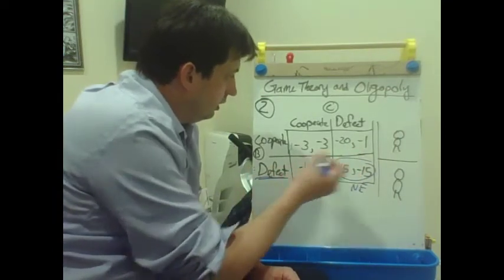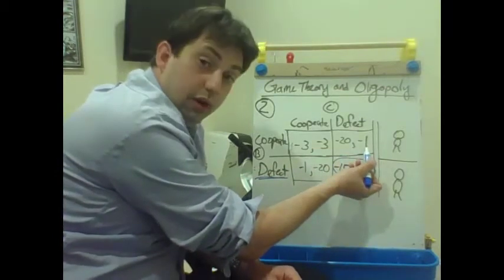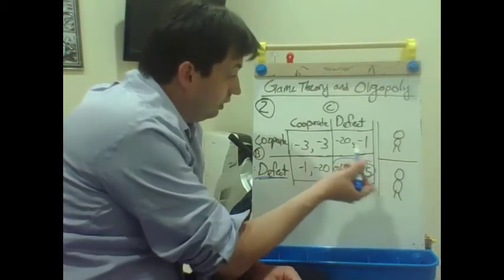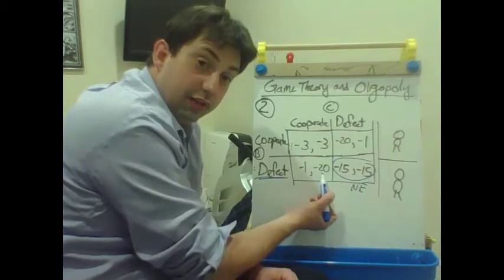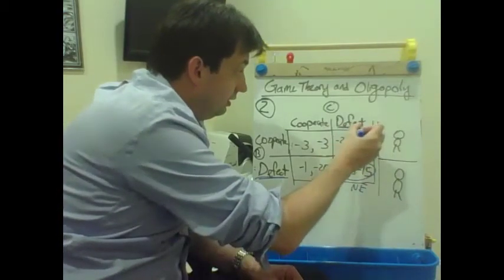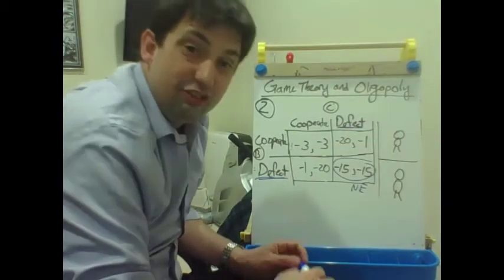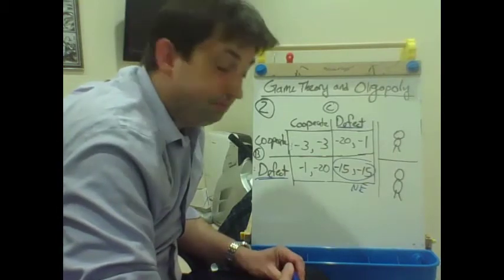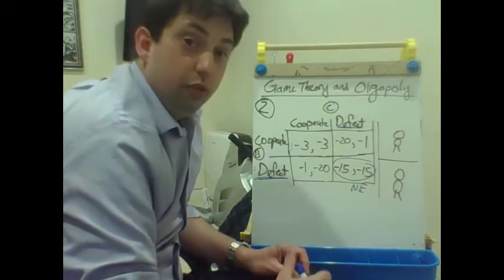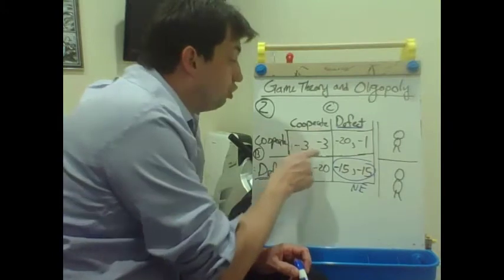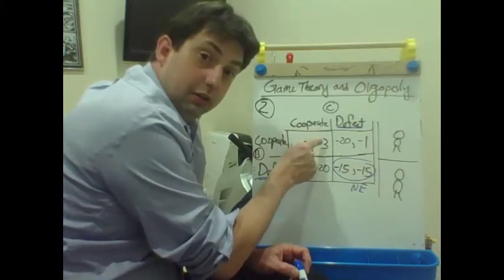-1 is greater than -3. Negative 15 is greater than negative 20. It's not merely Nash equilibrium, it's the dominant strategy. In other words, they would be so much better off here.